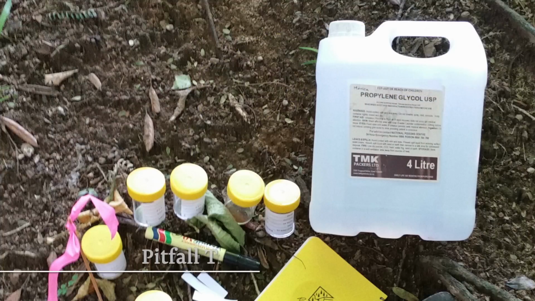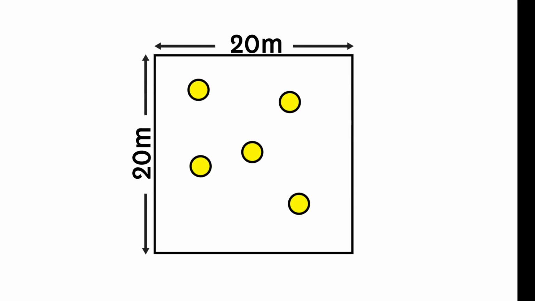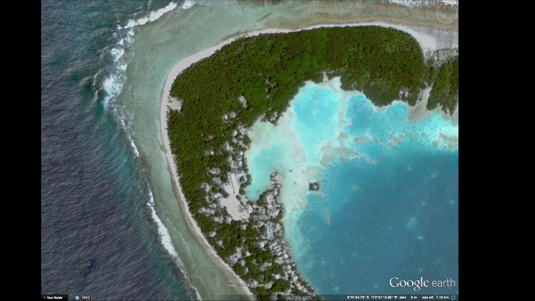Pitfall traps are another effective means of identifying which ants are present and where they occur. 5 traps are randomly placed inside a 20 by 20 meter plot. Multiple plots no less than 20 meters apart should be placed throughout the infested and surrounding area.